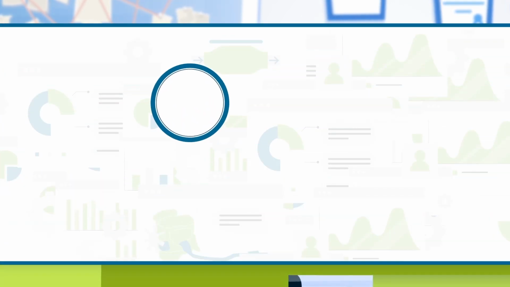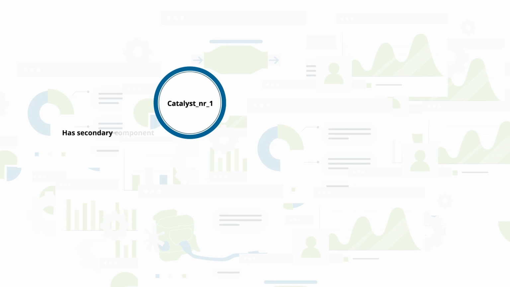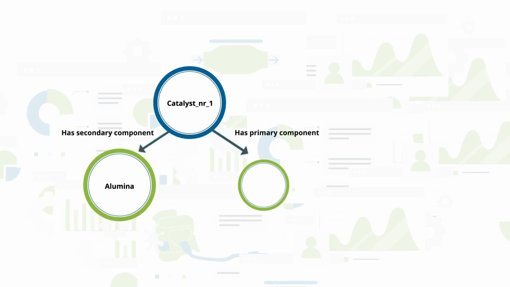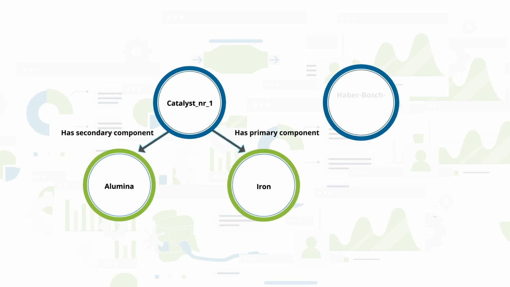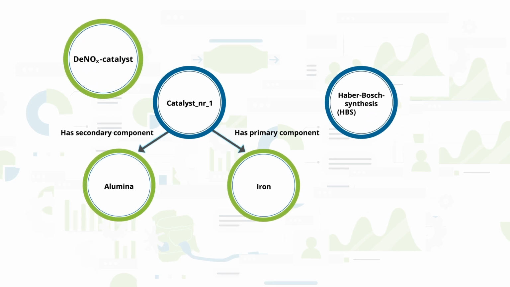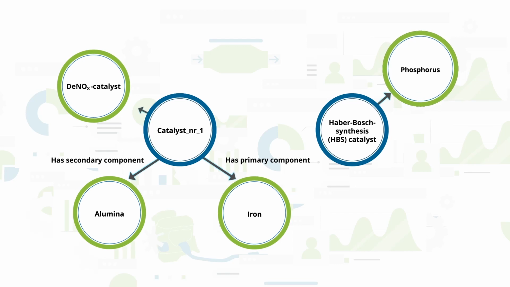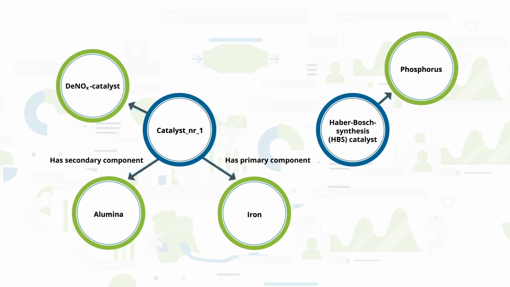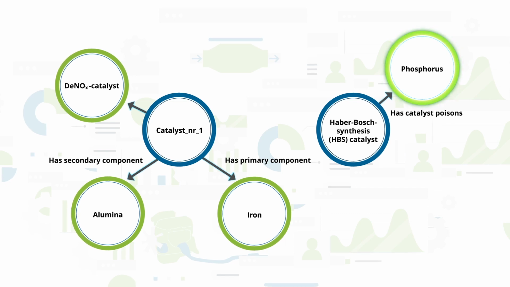Let's assume we have a new catalyst called catalyst number 1, which was developed by a researcher in the laboratory. It consists mainly of iron and has been researched for DeNOx processes. These are processes for removing nitrogen oxides, for example from exhaust gases. However, the catalyst only has those components that are not considered catalyst poisons for the Haber-Bosch synthesis. The whole process is shown here.